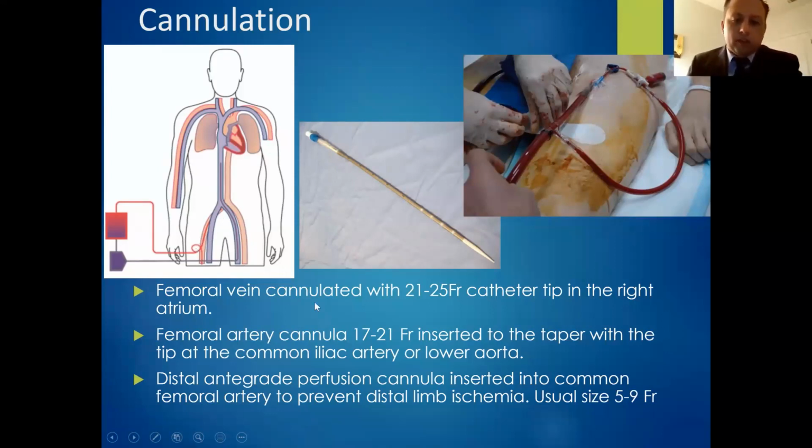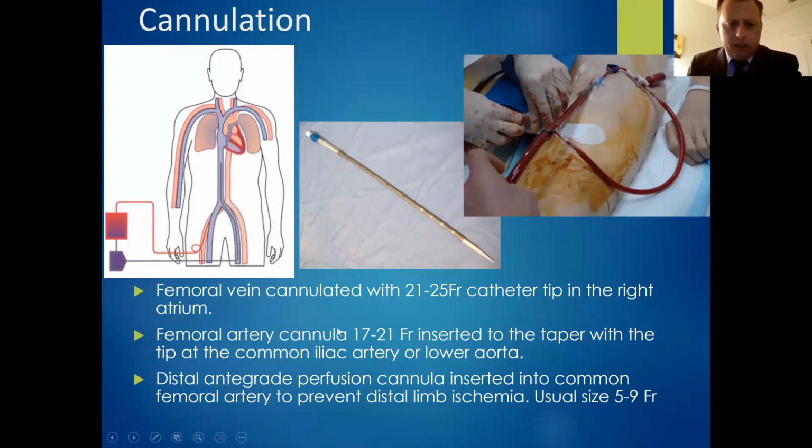So the femoral vein is cannulated with a 21 to 25 French catheter right up towards the right atrium. So drawing blood out of the right atrium, bringing it down out of the venous system, passing it through the pump, then oxygenating, and bringing it back through the common femoral or iliac.